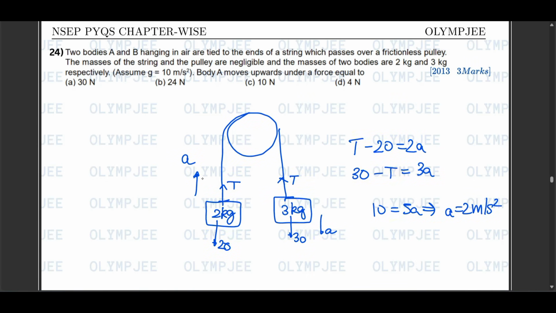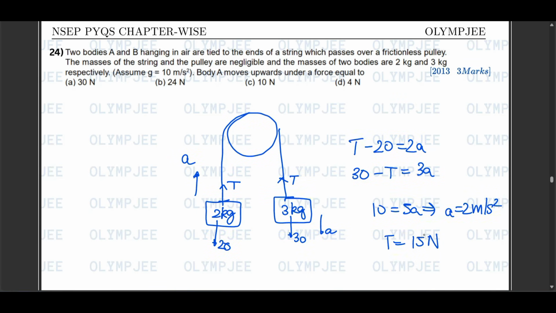Further, if we need to find the tension, because the total upward force is being asked, so T minus 20 is what the answer will be. So T can be obtained from here. If we put 5 here, this will become 15. So T will become 30 minus 15, which is 15 newtons.